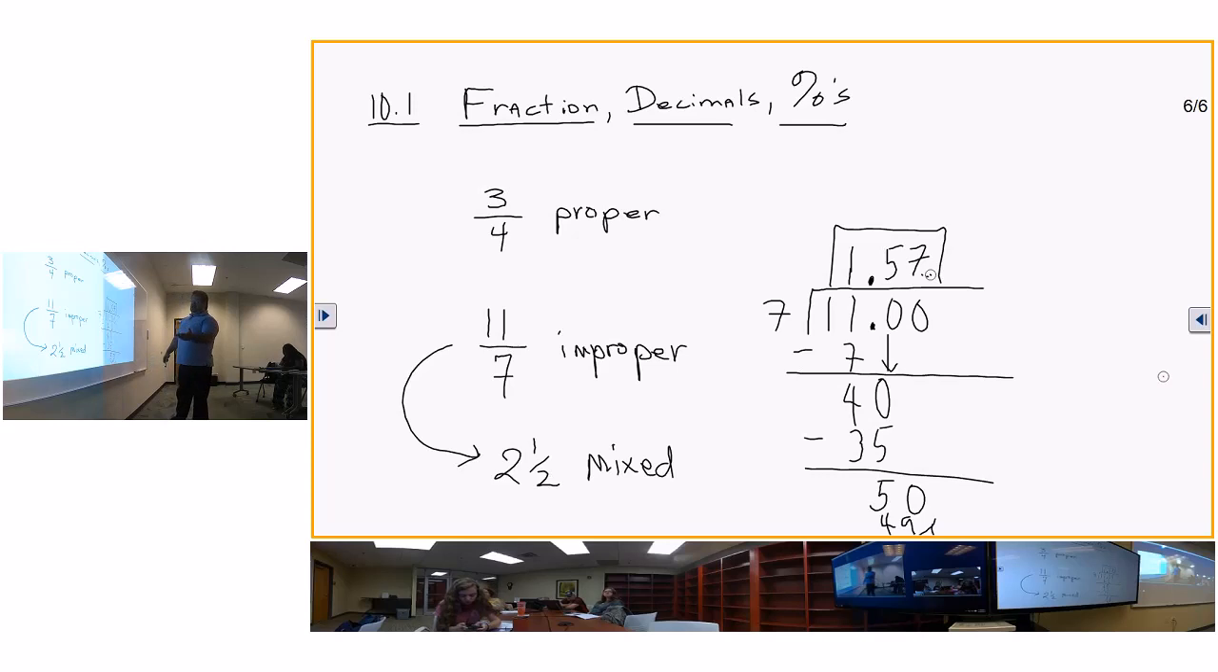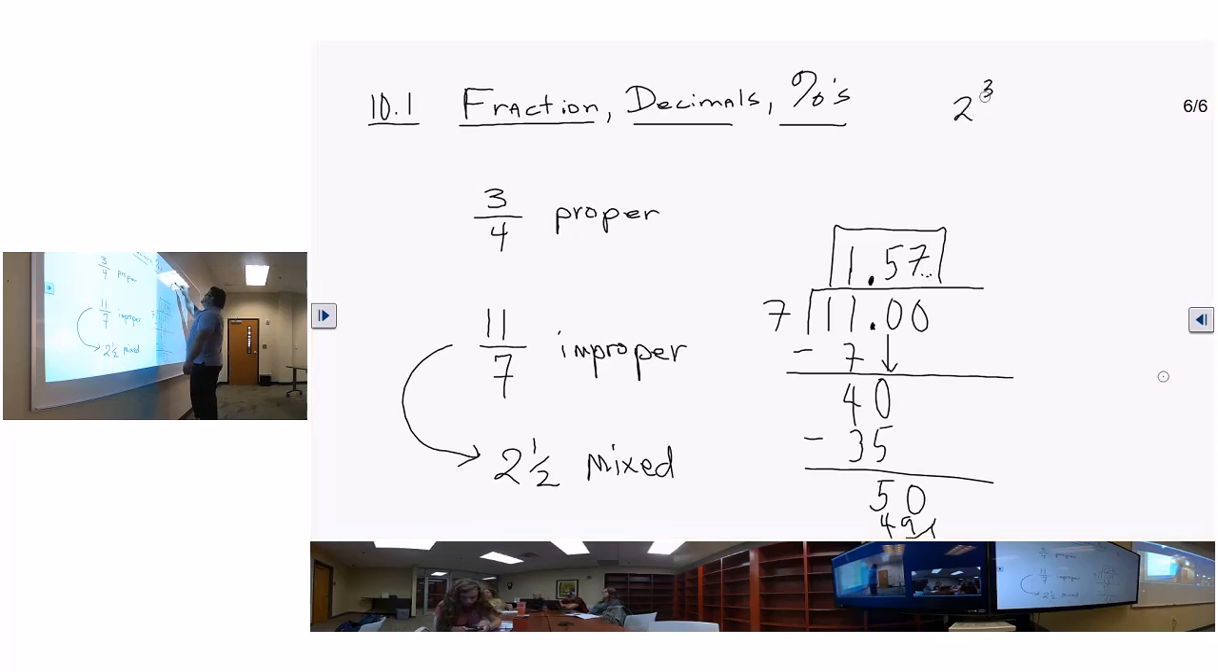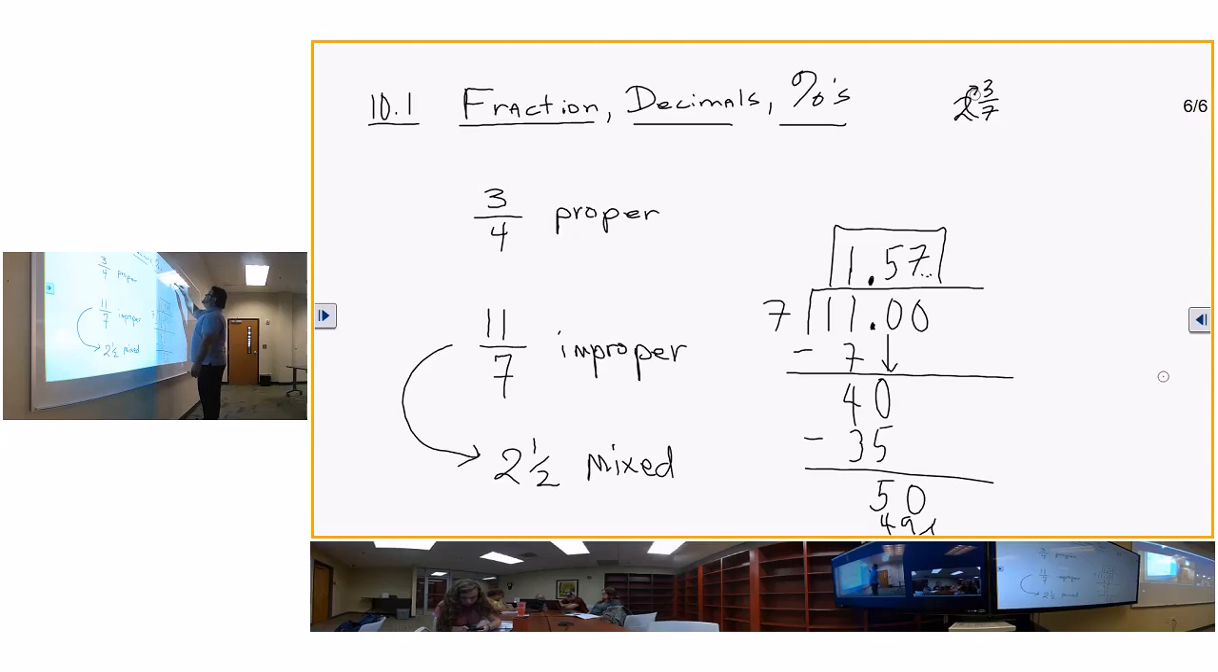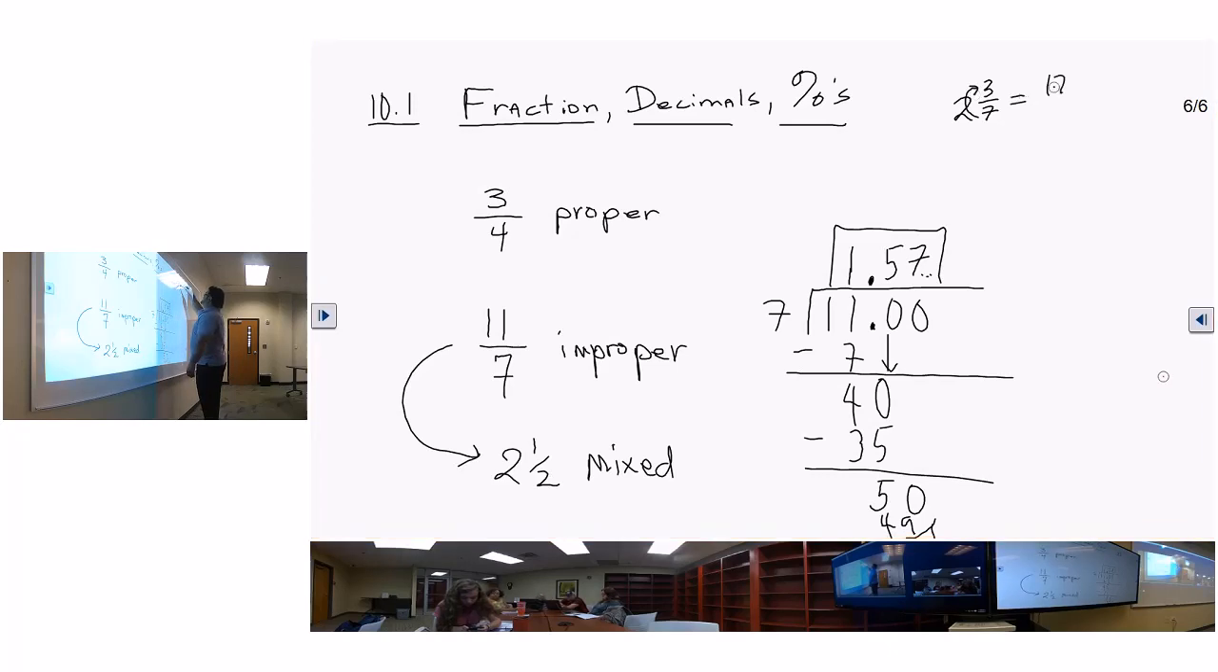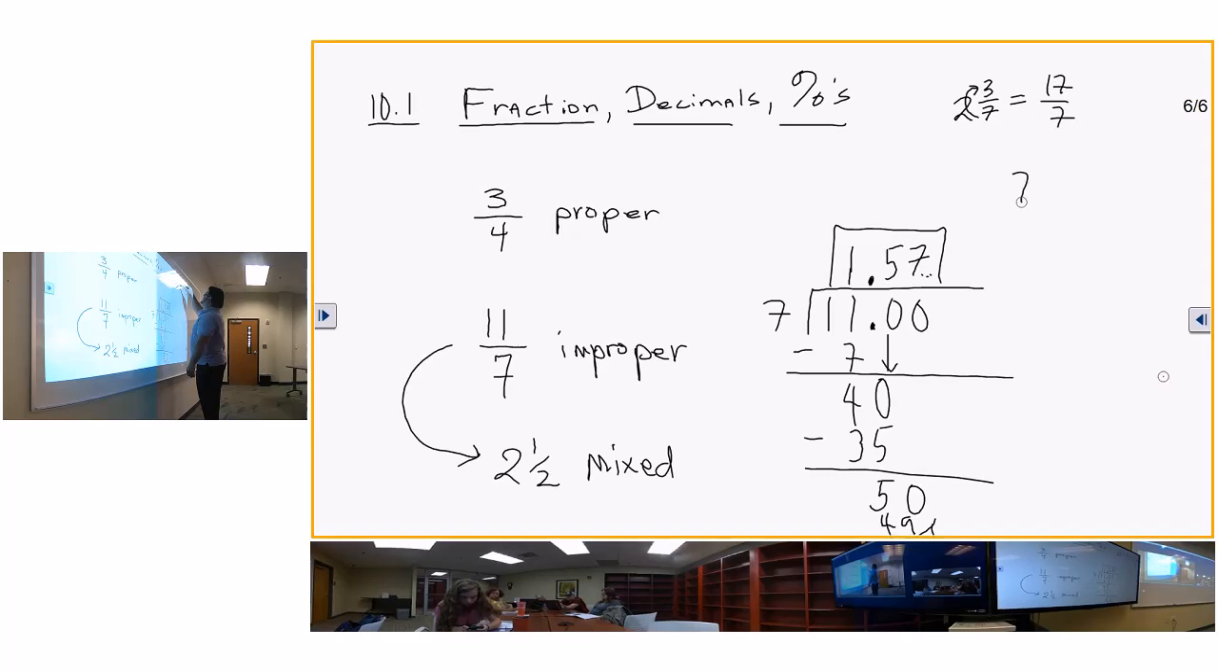Now, if you don't have it, you change it. If this was 3/7, 2 3/7. First thing you do is change it into a what? An improper fraction. 7 times 2 is 14. That's 17/7. And then you divide 7 into 17.00. And I would use your calculator or I divide it.